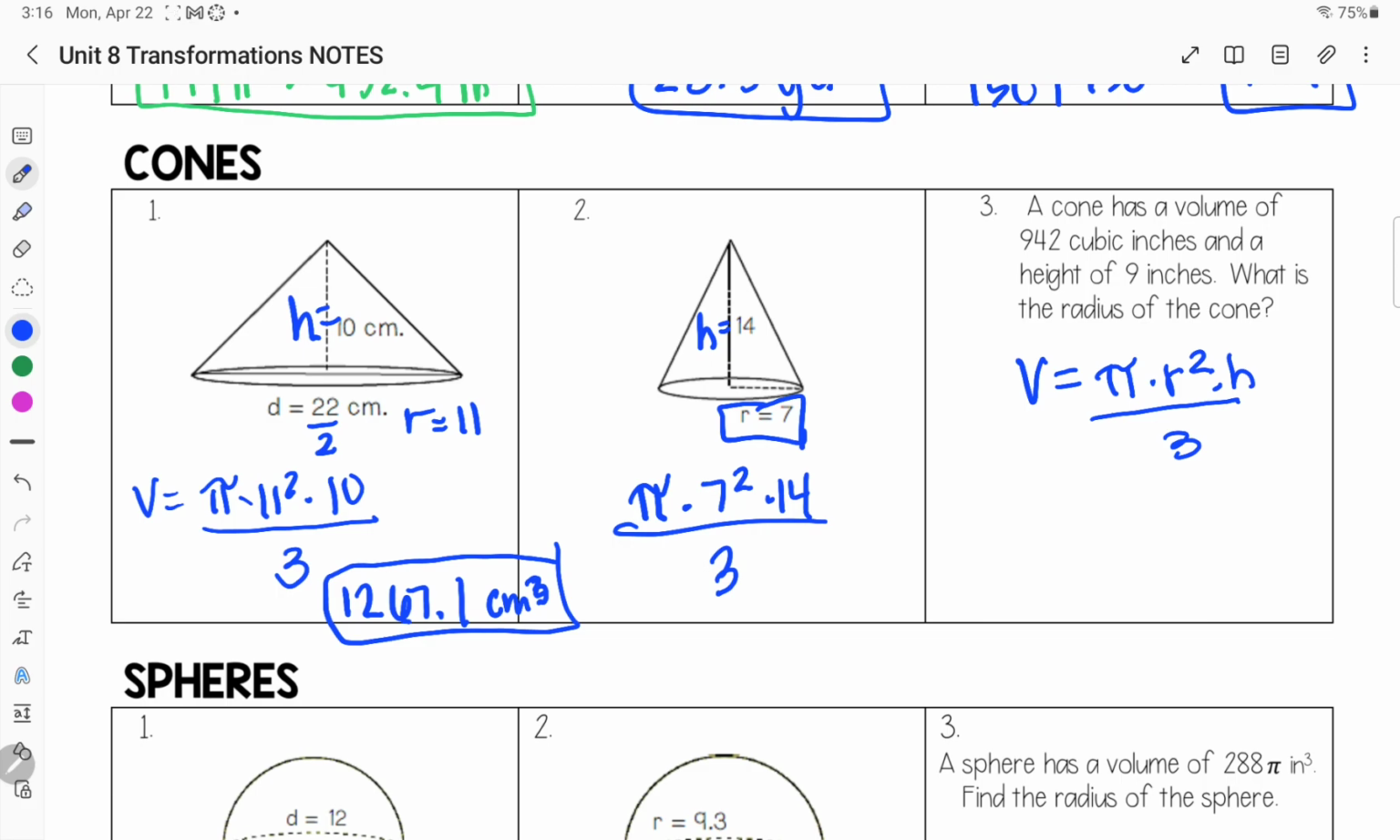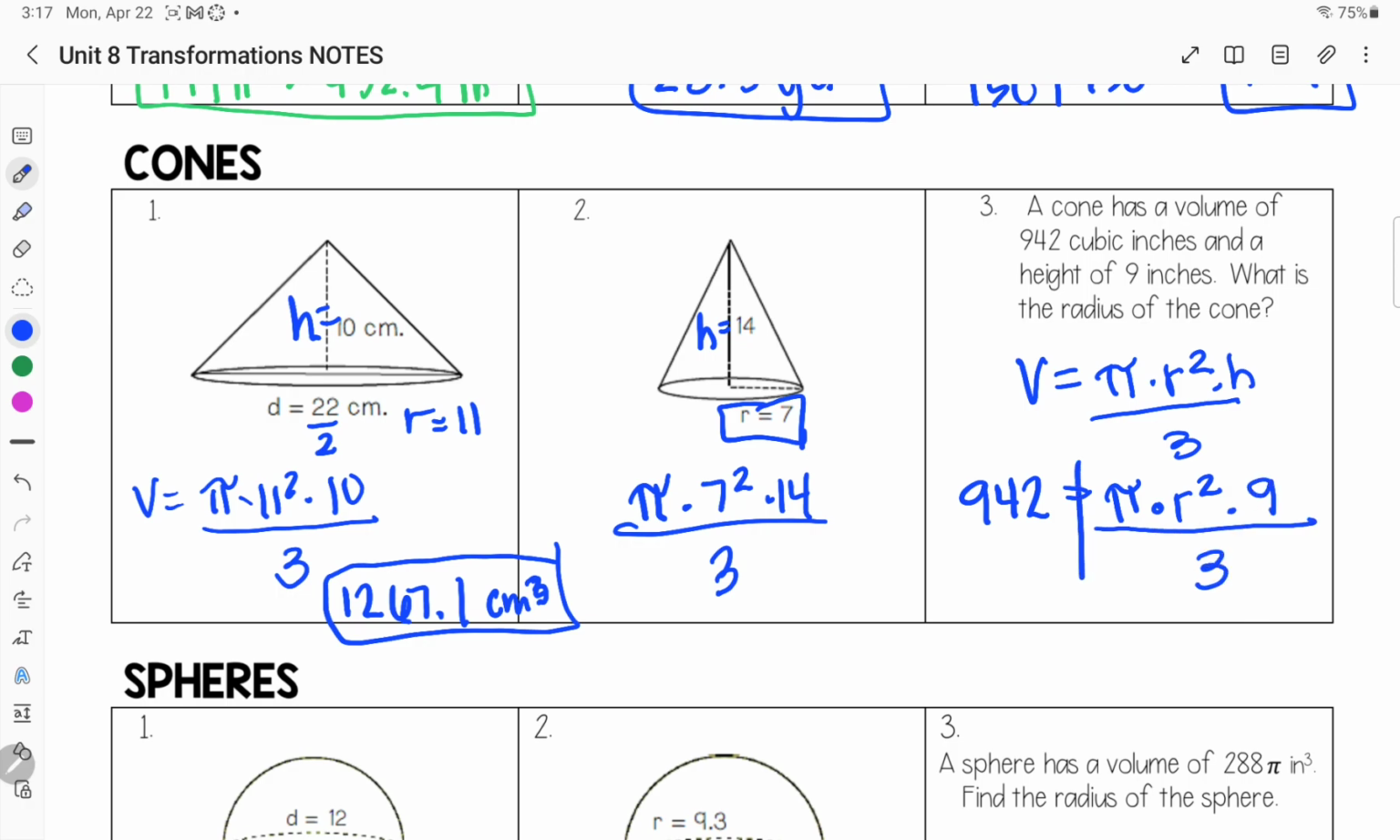All right, and then the last one, number 3 says, a cone has a volume of 942 inches. So my volume is 942 inches, and a height of 9 inches. So I have pi. I do not know my radius, but I know my height is 9. And it wants you to solve for that.